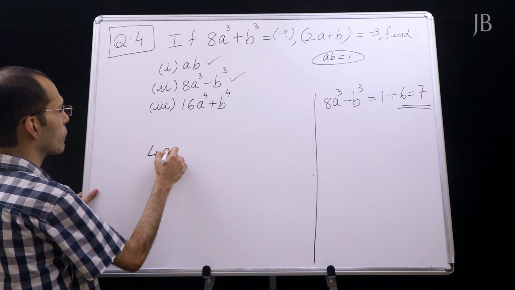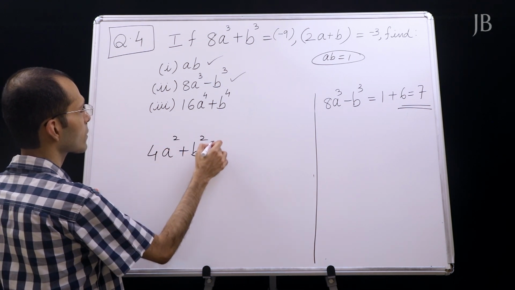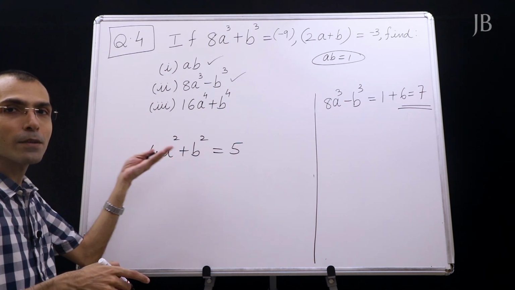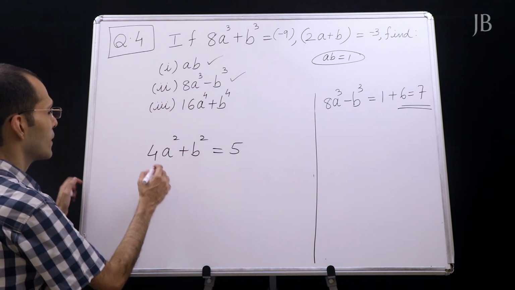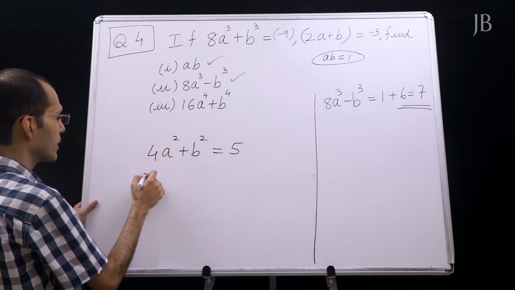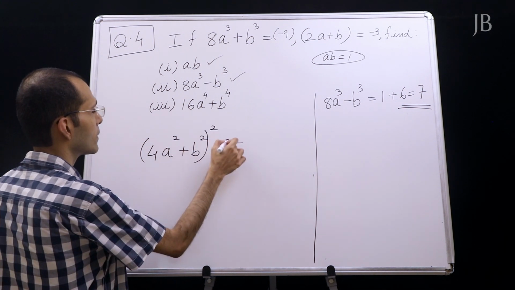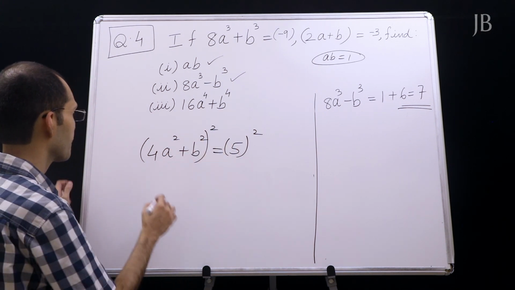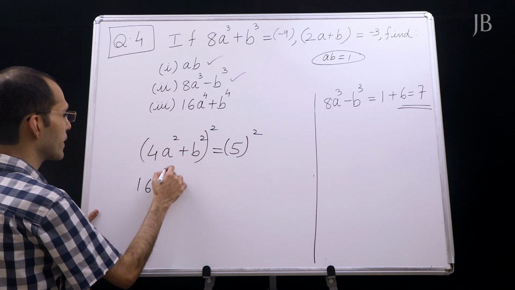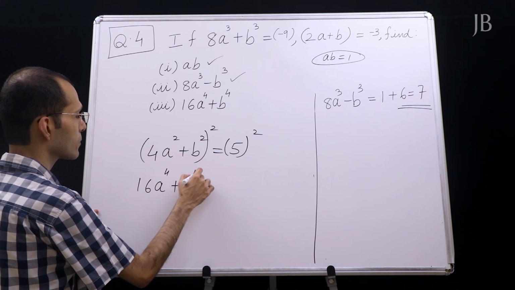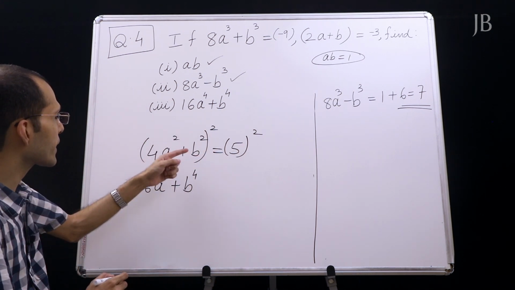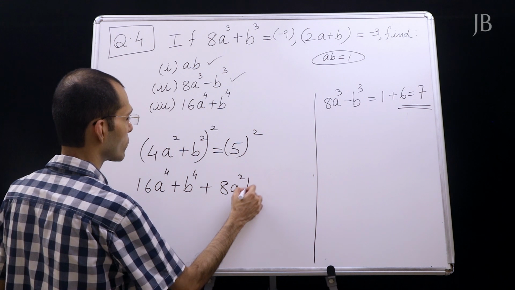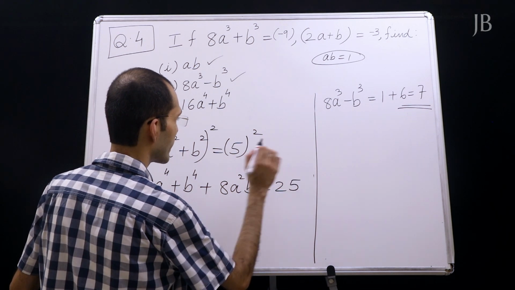So we will do like this now, 4a square plus b square was 5. That is what we worked out some time back. Now this we will use as our base term for higher powers. So this was already found out previously. Now you square both the sides. So 4a square plus b square the whole square will be 5 square. So this will be 16a raised to 4 plus b raised to 4. Then first term into second term into 2. So that would be 8a square b square is equaling 25.